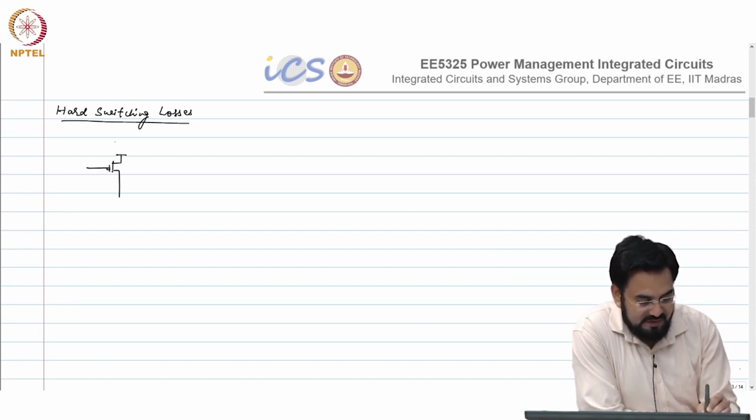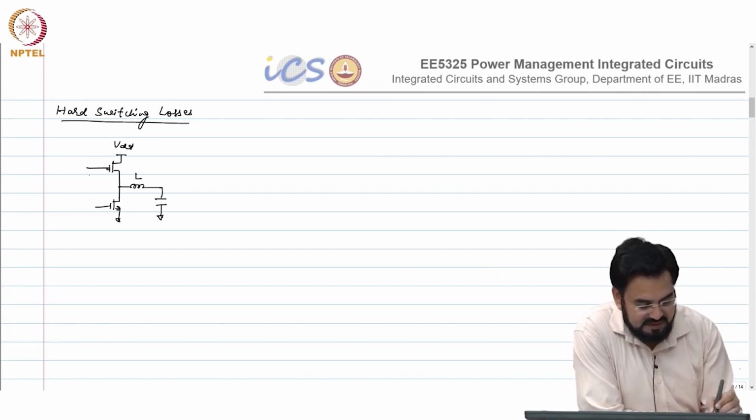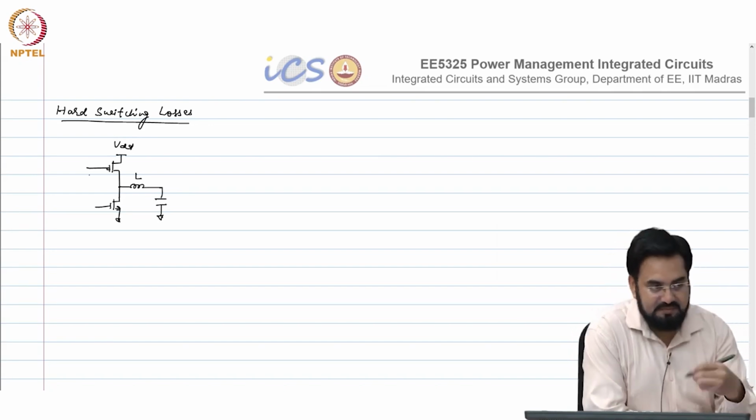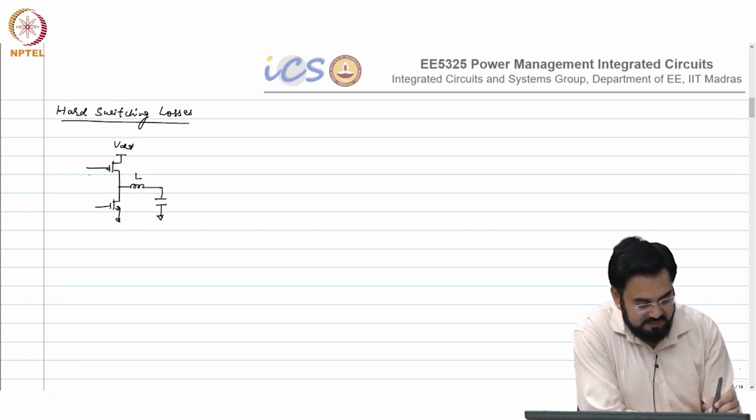So, this is your P FET and this is your N FET, and this is mostly associated with the high side FET or PMOS. NMOS will also have some hard switching losses, but that will be much less compared to PMOS. So, the dominant will be the PMOS.